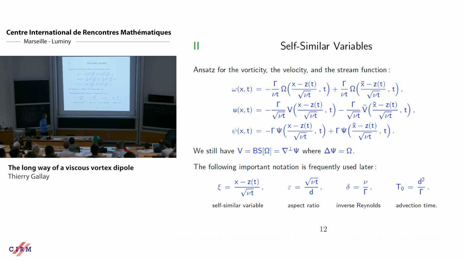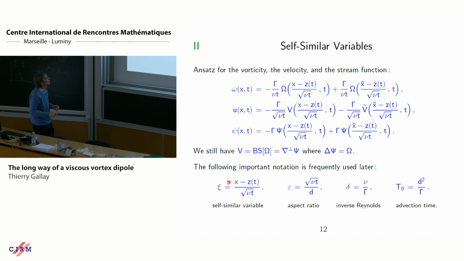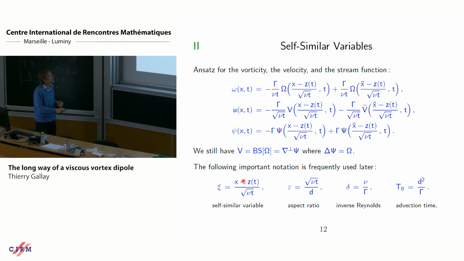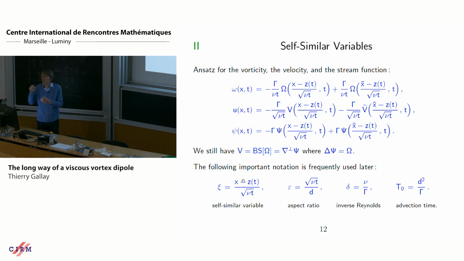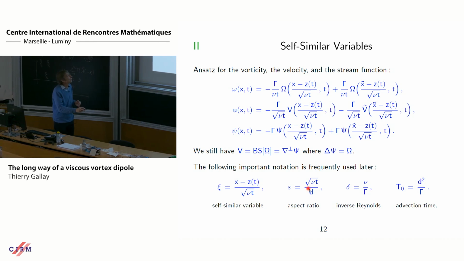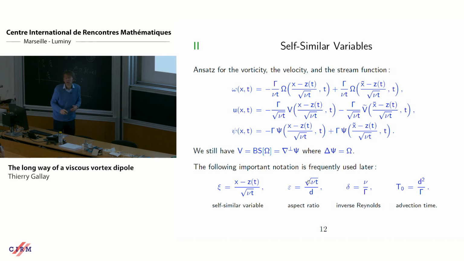Okay, good. And then I have a very important notation that I put here. So I will denote by xi my new self-similar variable. So from now on, the space variable will be xi. It's no longer x. x will disappear. Now I'm in the world where my variable xi measures the distance to the vortex centers in the unit of the diffusion length. Some parameter, square root of nu t over d, will appear a lot of times. Square root of nu t is the diffusion length, and d is the distance between the vortices. My whole analysis will be in the weak interaction regime where this epsilon is small.